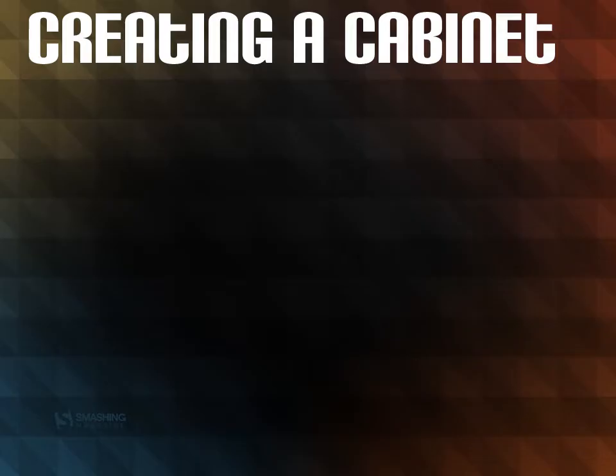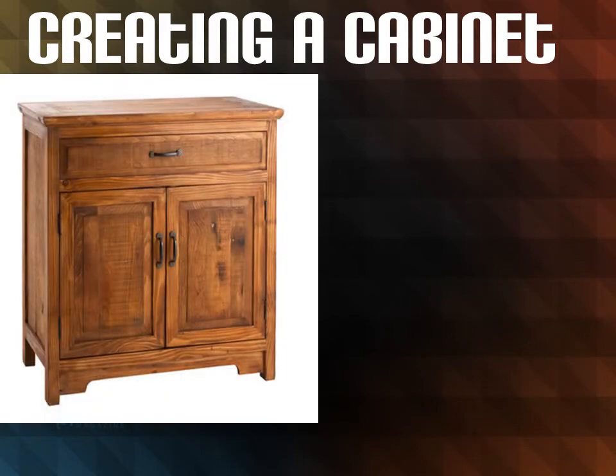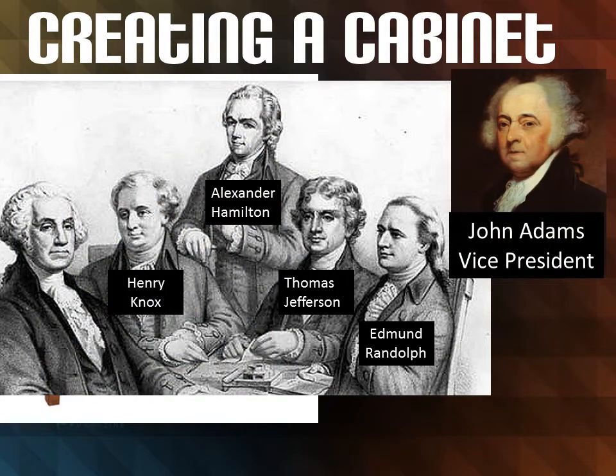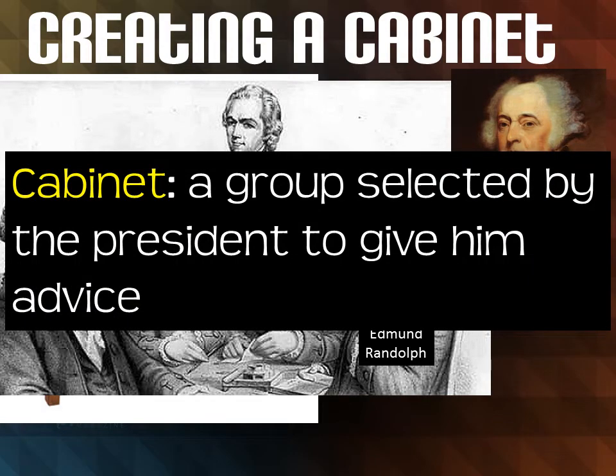Now, this is obviously not a very easy job for just one guy to do. So George Washington, to help him figure it out and to help him solve these problems, created a cabinet, but not this. Instead, he created a cabinet, which is a group of guys, including the vice president. And they would give the president advice, and they would help him run the country and solve the country's problems.